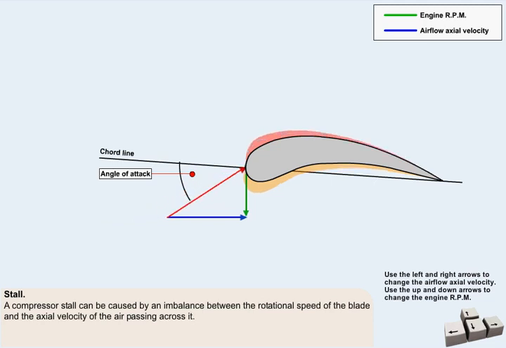Use the buttons to increase or decrease the engine RPM and see the effect that has on the blade angle of attack.